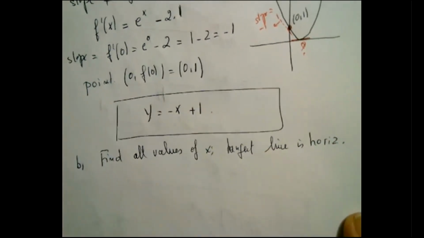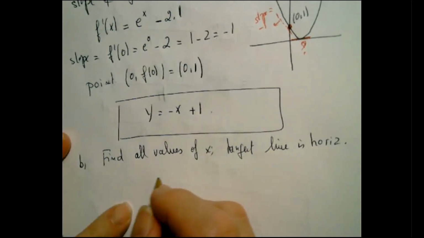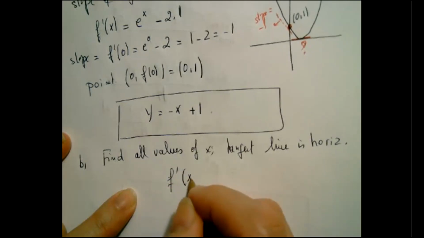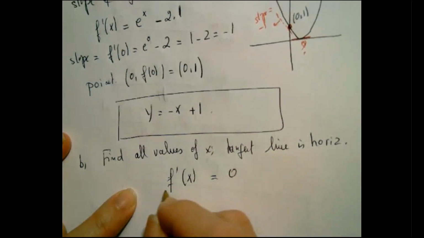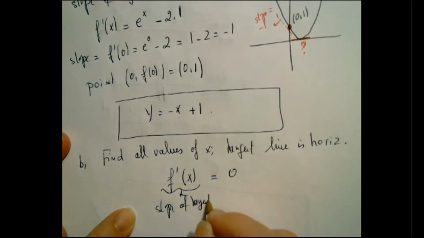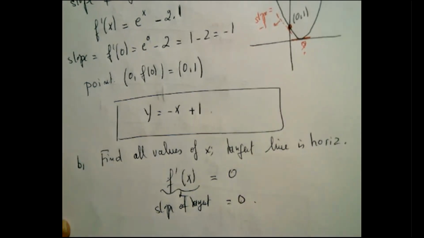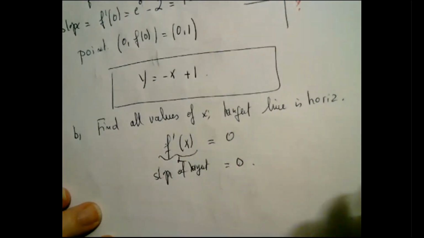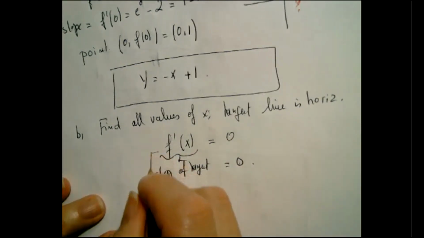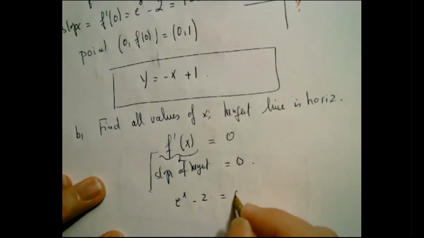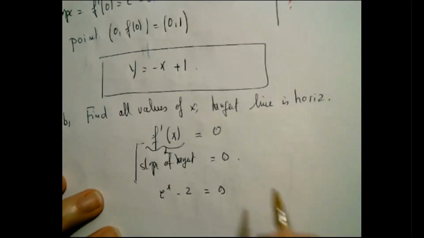It's horizontal. So we have to set the derivative equal to 0. And I repeat again, because this is the slope of the tangent line. We're going to set this equal to 0 and solve for x. We evaluated the derivative a minute ago. So the derivative is e to the x minus 2. We're going to set this equal to 0 and solve for x.